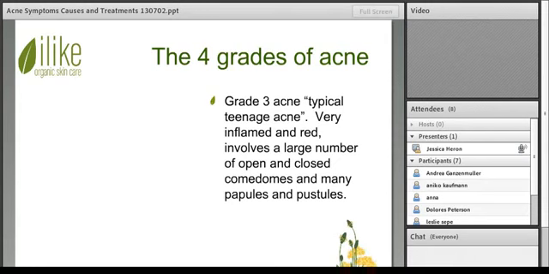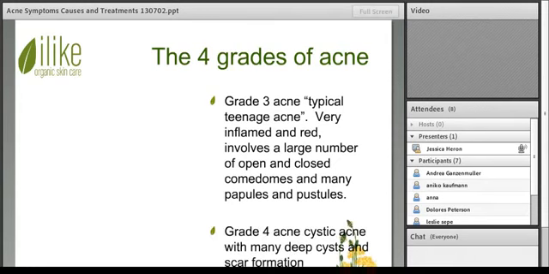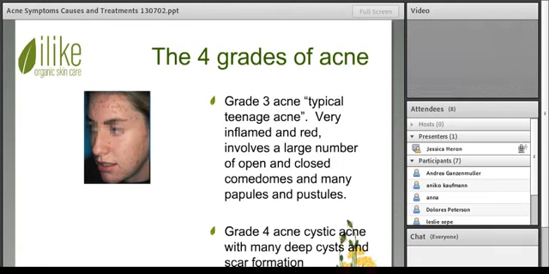Grade 3 acne is typical of teenage acne. It's very inflamed and red, and involves a large number of open and closed comedones and many papules and pustules. Grade 4 is cystic acne, with many deep cysts and scar formation. As you can see, grade 3 acne is considered severe. The main difference between grade 2 and grade 3 is the amount of inflammation that's present. The skin is now obviously reddened and very inflamed, papules and pustules have developed in greater numbers, and nodules may also be present.